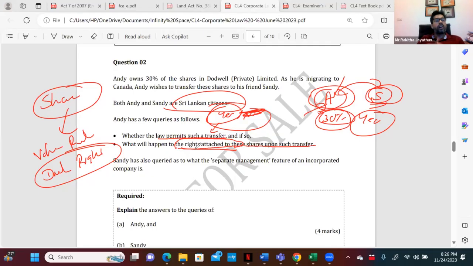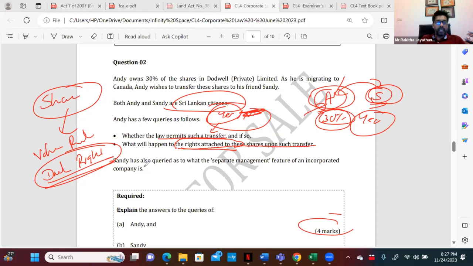Yes. If so, what will happen to the rights attached to these shares? All the rights previously enjoyed by Andy will now be transferred to Sandy. That means after the transfer, the dividend rights enjoyed by Andy will be enjoyed by Sandy. Andy cannot enjoy those rights anymore. Now the shares are transferred to Sandy. The same rights enjoyed by Andy can now be enjoyed by Sandy. That is all you have to mention to get these 4 marks. But students have failed to do that also.